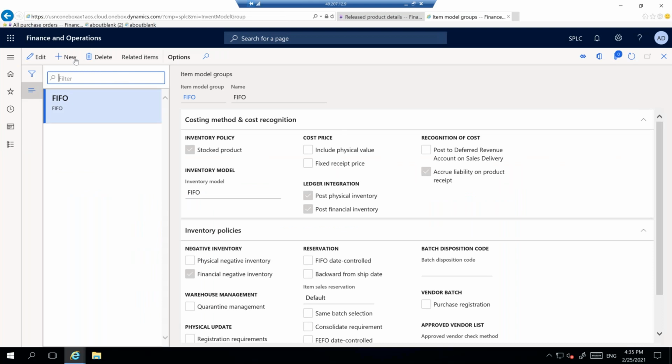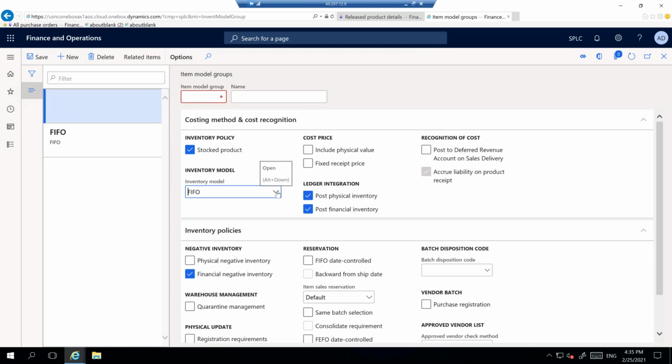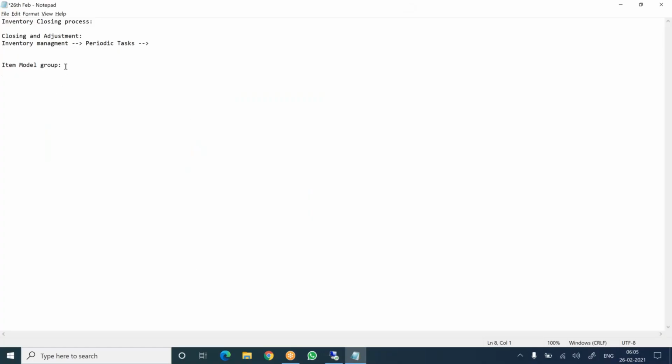If you click new, there are so many models: FIFO, LIFO date, weighted average date, standard cost, and moving average. We need to understand the major 4 parts: FIFO, LIFO, weighted average, and standard cost.